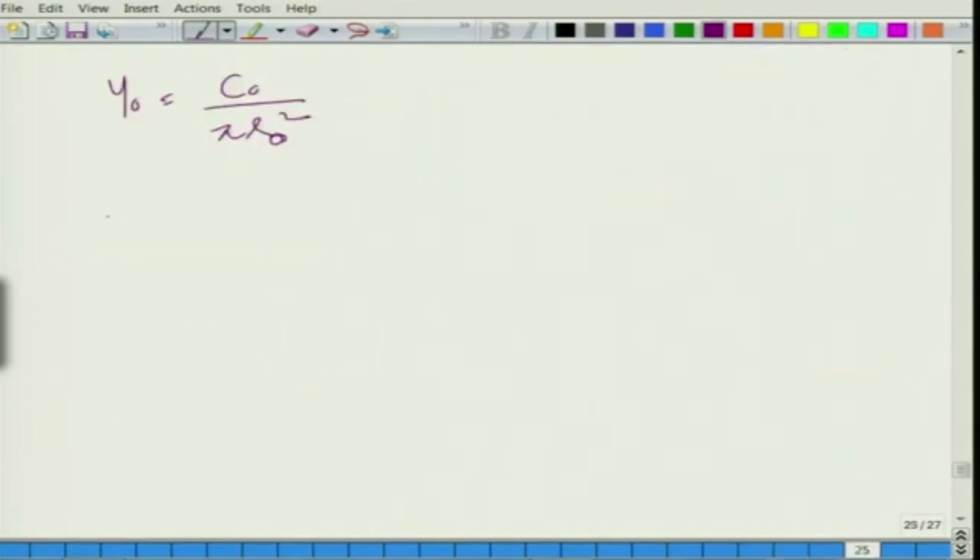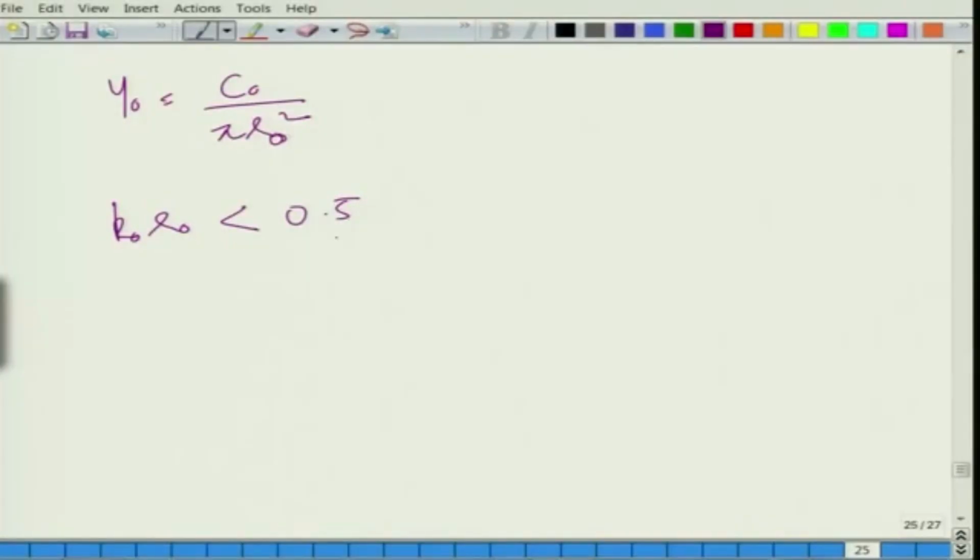Once we simplify it, for low frequency some simplification is possible, because typically in automobile mufflers the radius is not very large. The diameter is about 50 to 55 mm at the max, so the radius can be 25 to 30 mm. And given that the engine noise is concentrated mostly at the firing frequencies of the first few harmonics, K naught R naught is typically small, less than 0.5 or so.